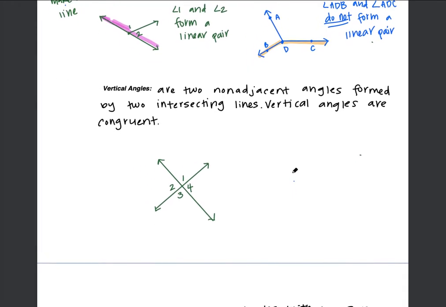Now let's talk about vertical angles. Vertical angles are two non-adjacent angles formed by two intersecting lines. And then we can say that vertical angles are congruent. Okay, so we have two lines here that are intersecting, right? These two lines intersect.